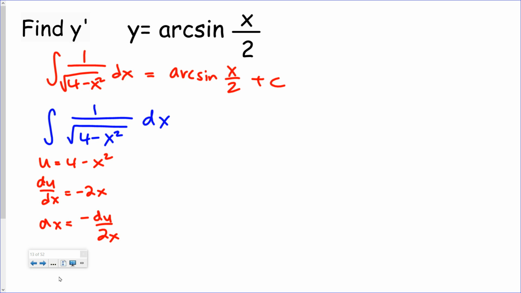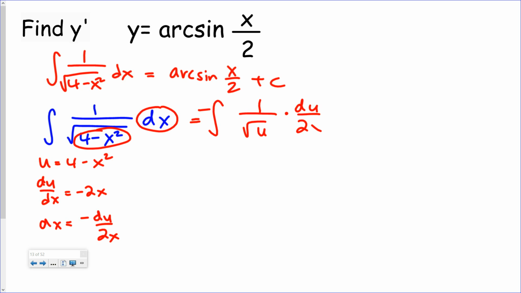All right? You substitute two things. What two things do you substitute? Do you remember? Your dx and your u. So that means this must be equal to 1 over the square root of u times negative du over 2x. And we always ask ourselves the question, do our x's cancel out? Do they cancel out?